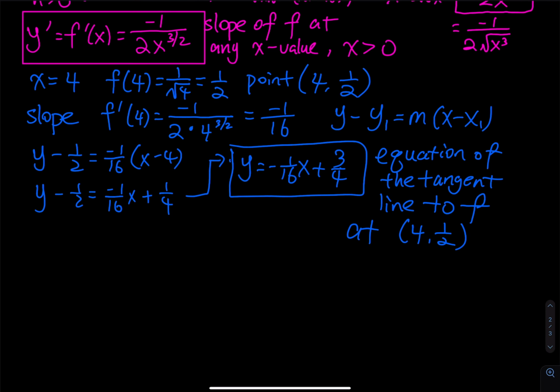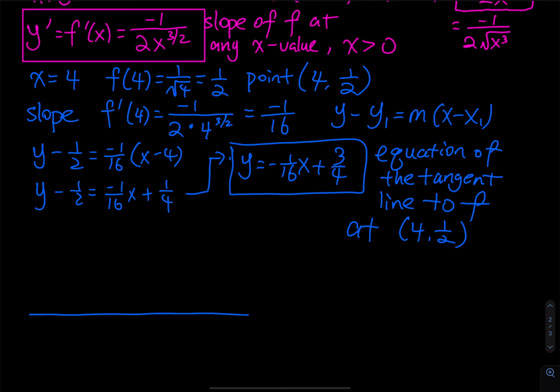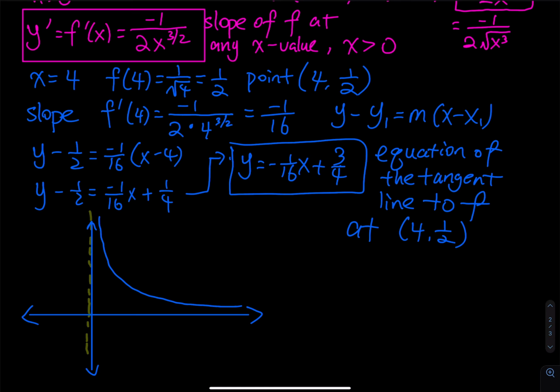So what does the graph look like? The graph looks like this. You have your x-axis and then your y-axis. And then as x gets closer and closer to 0 from the right, the function goes all the way up. So basically the function looks like this. And then you have the point 4, 1/2. The point is right over here.